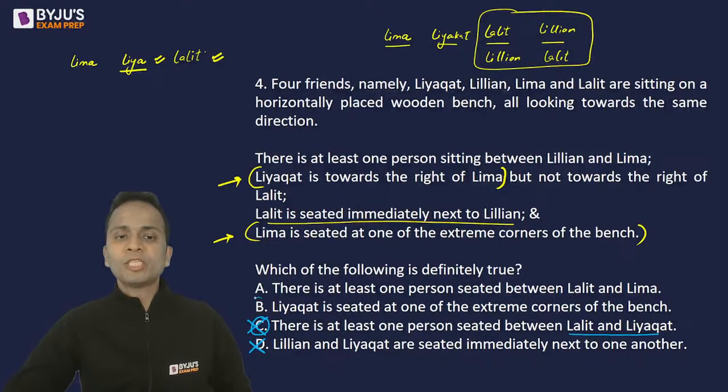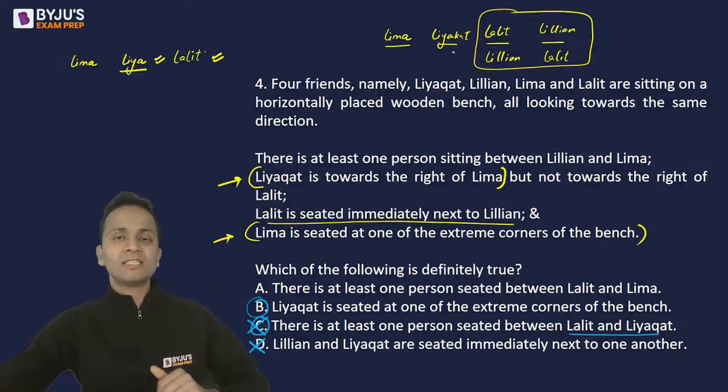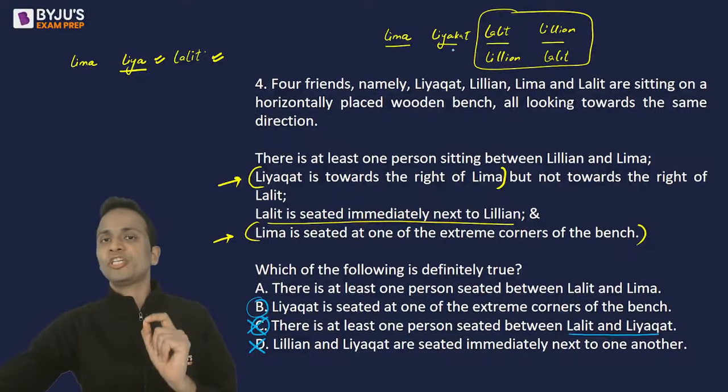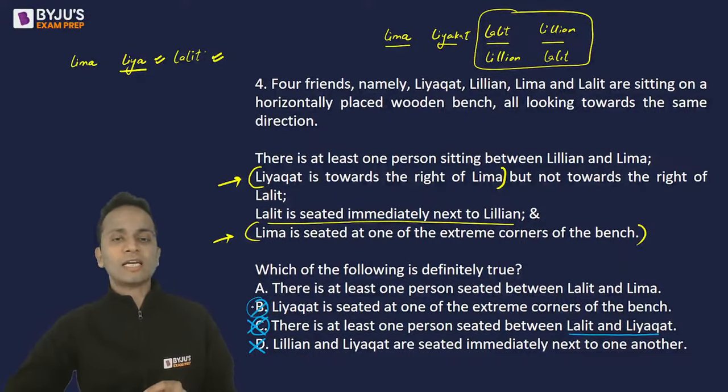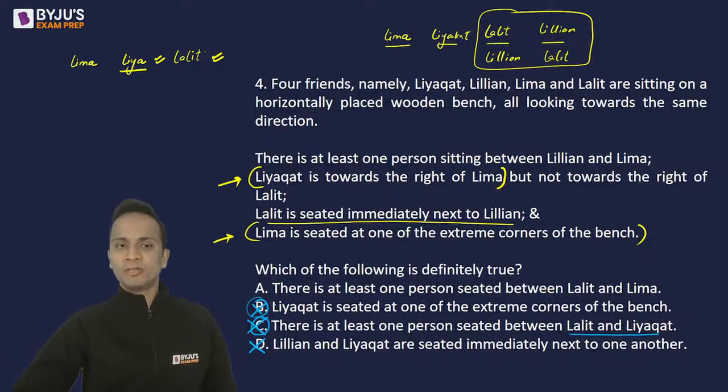Option B, Liaquat is seated at one of the extreme corners. Liaquat is definitely not sitting there. Liaquat is sitting at the second chair starting from the left hand side. So Liaquat is not at the extreme corner.